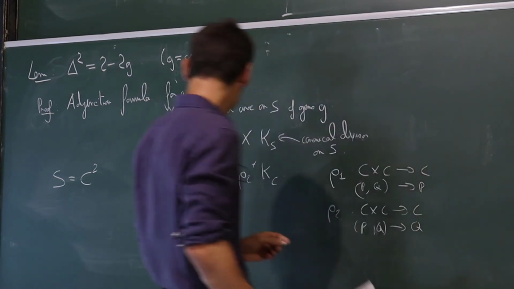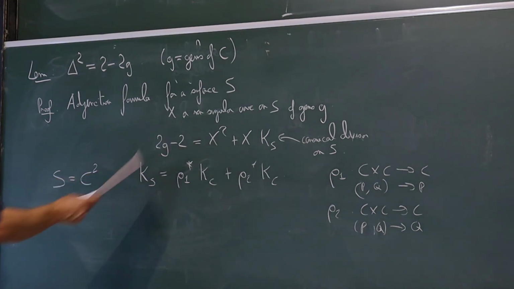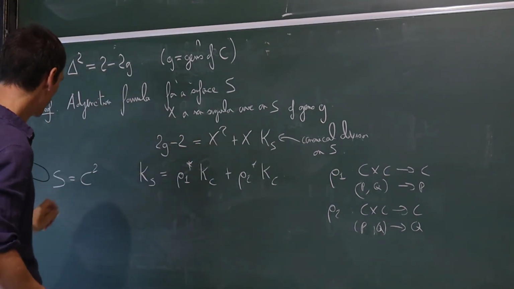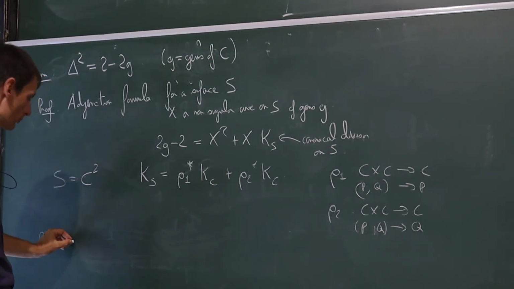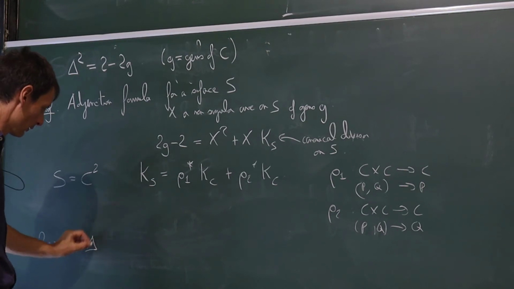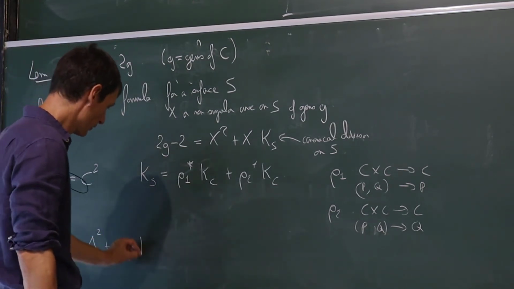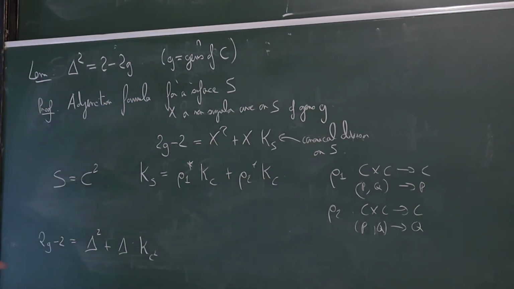Okay? All right. So let's use this beautiful formula with X going to be the diagonal delta. So 2g minus 2 is delta square plus delta times K_C2. So that's what we are looking for, and now we have to compute this.